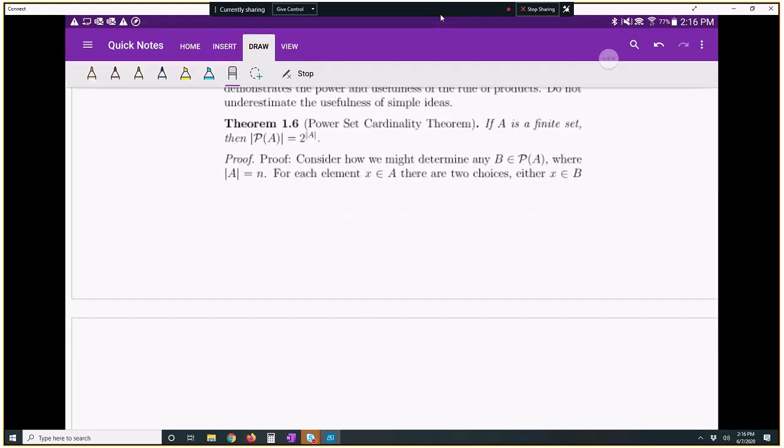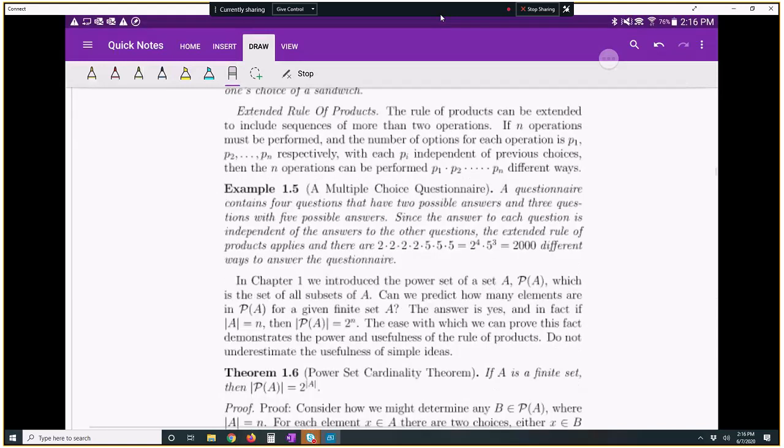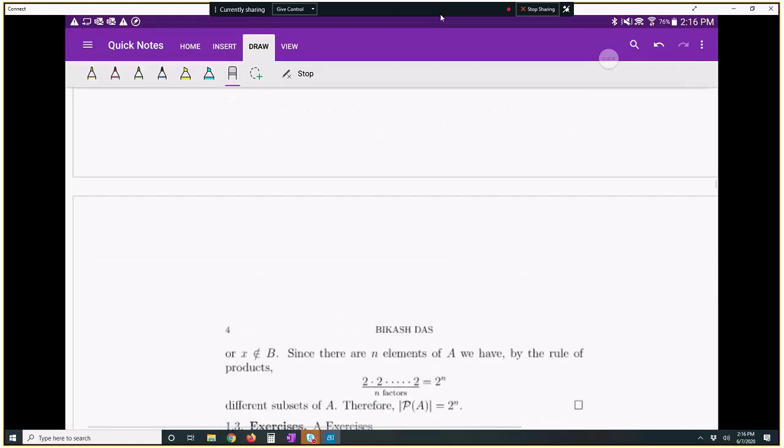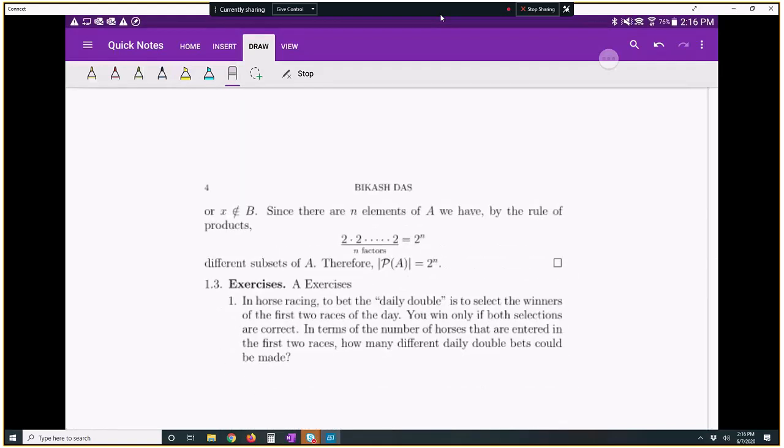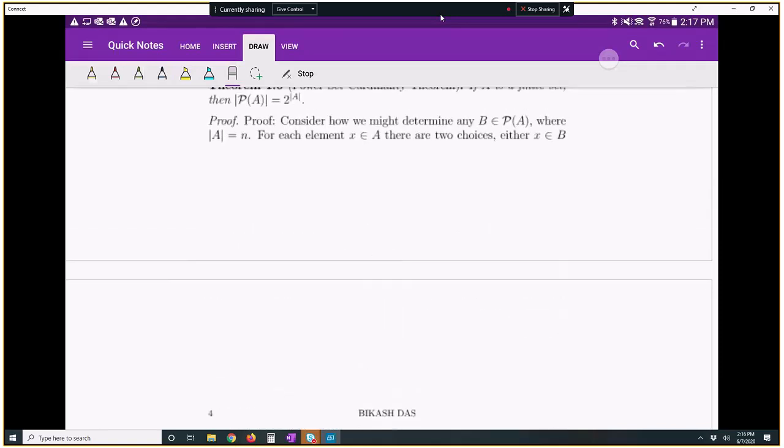And this follows from this rule of products, because essentially to determine if an element is in a subset, there are 2 answers. Either it is in the subset or it is not in the subset. So you get 2 to the power n many different subsets. So the proof is here, if you want to go through that a little more in depth.